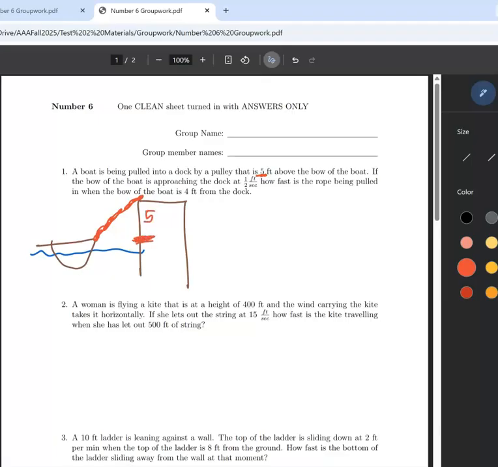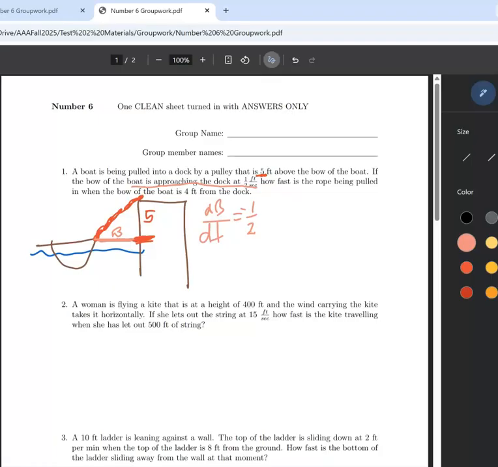Remember, we're looking for a fixed number to have in our equation. So what are we looking for? Let's see what they tell us. If the bow of the boat is approaching the dock at 1/2 foot per second, that means this distance here, I'm going to call it B, is changing at 1/2 foot per second. And I can see that that distance is getting smaller, so I have to make it negative.